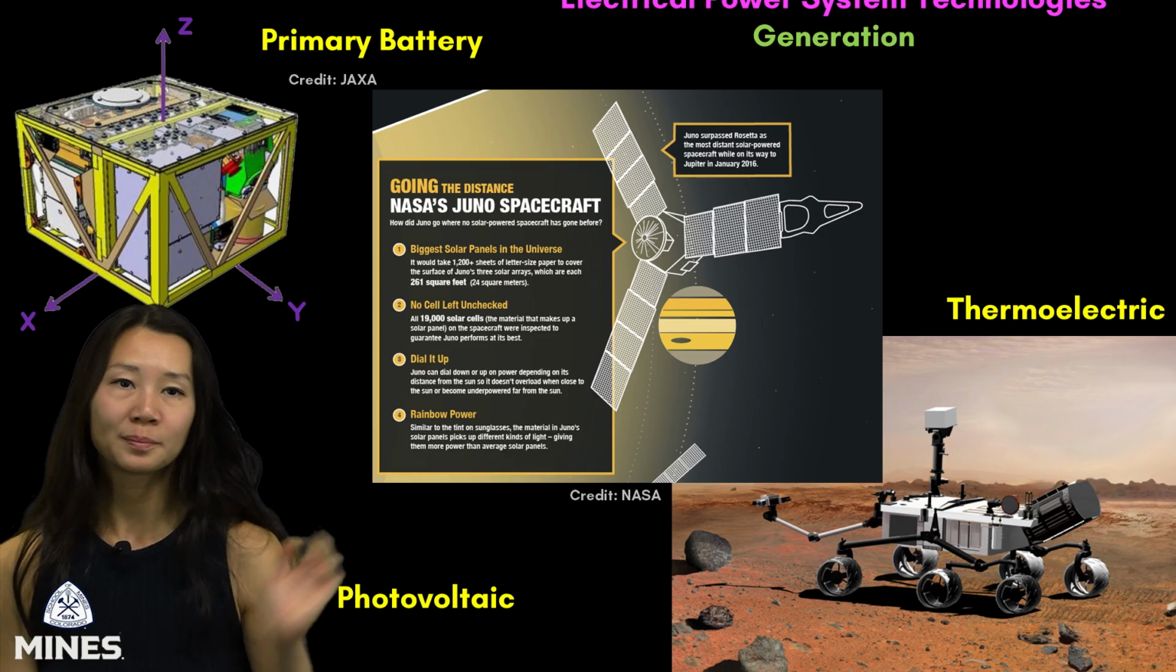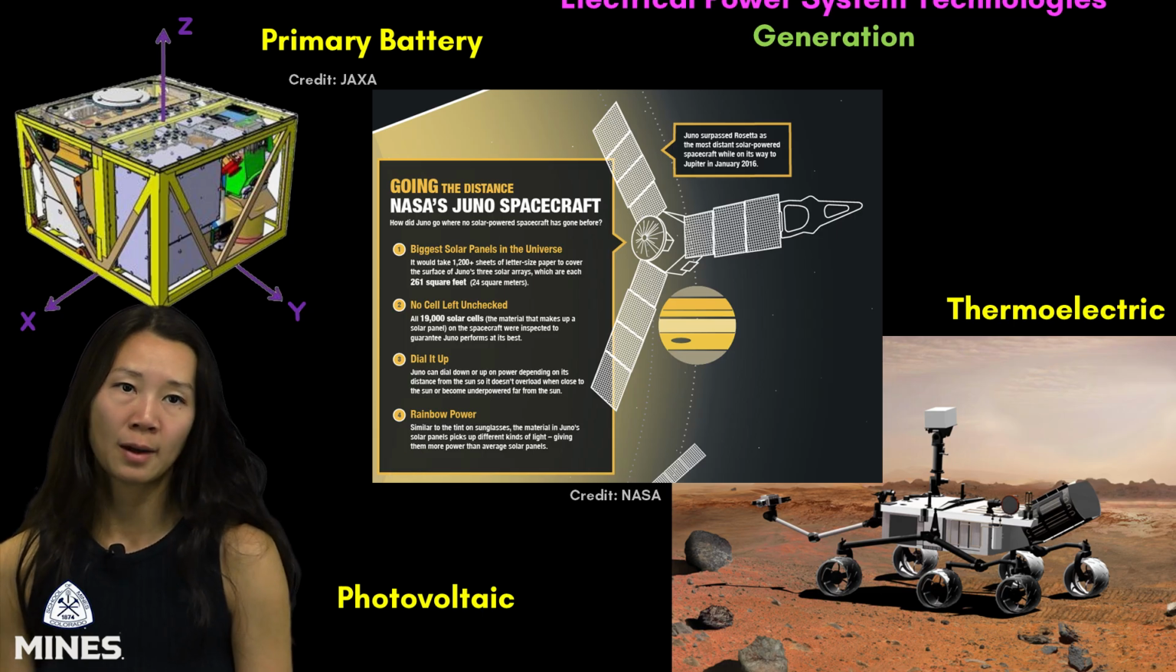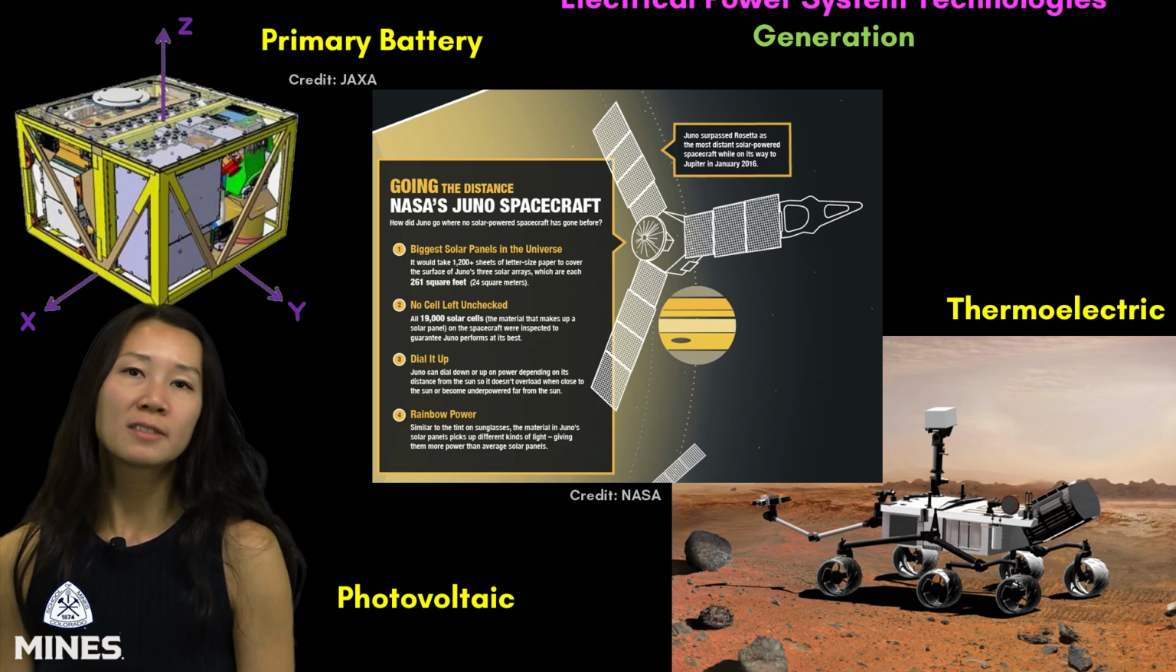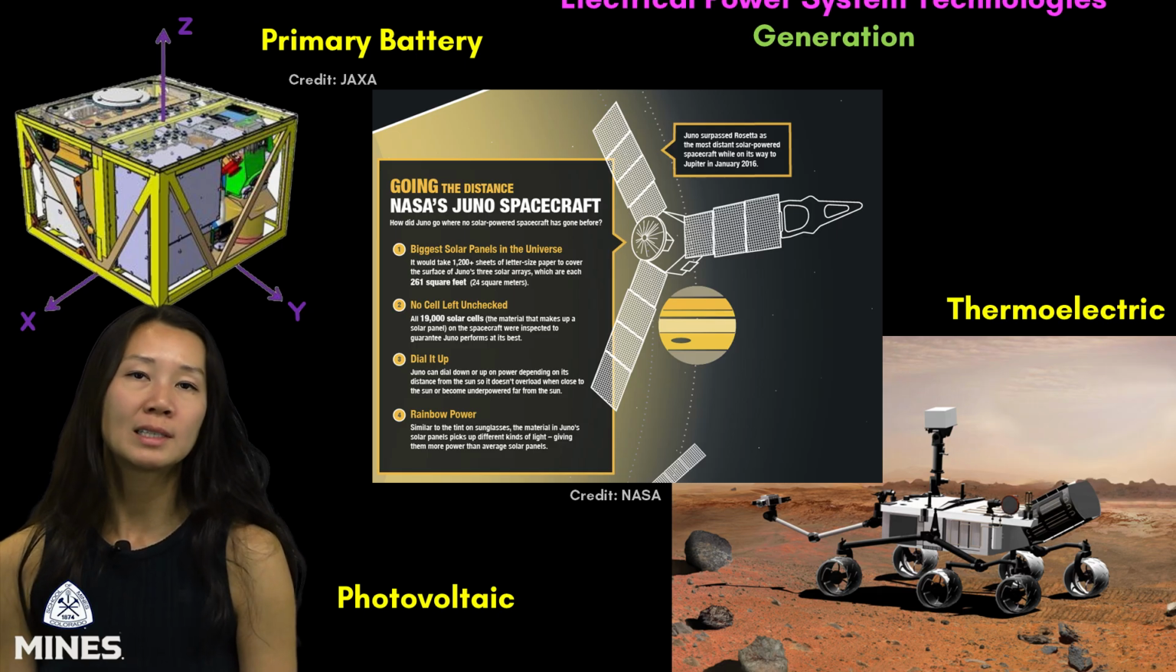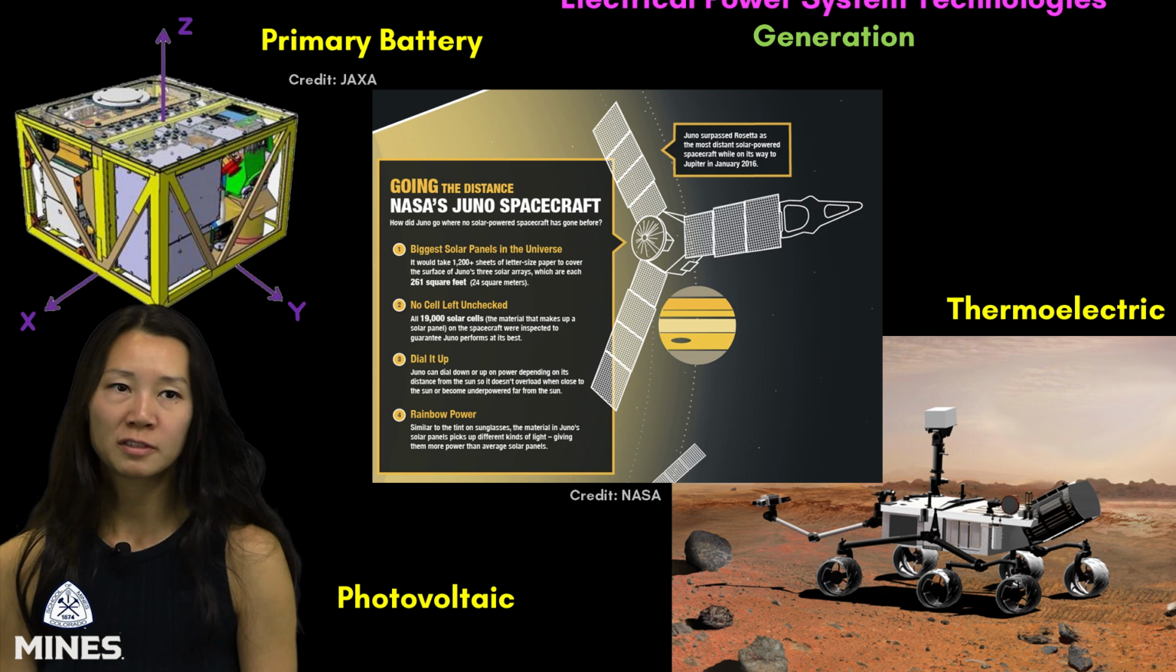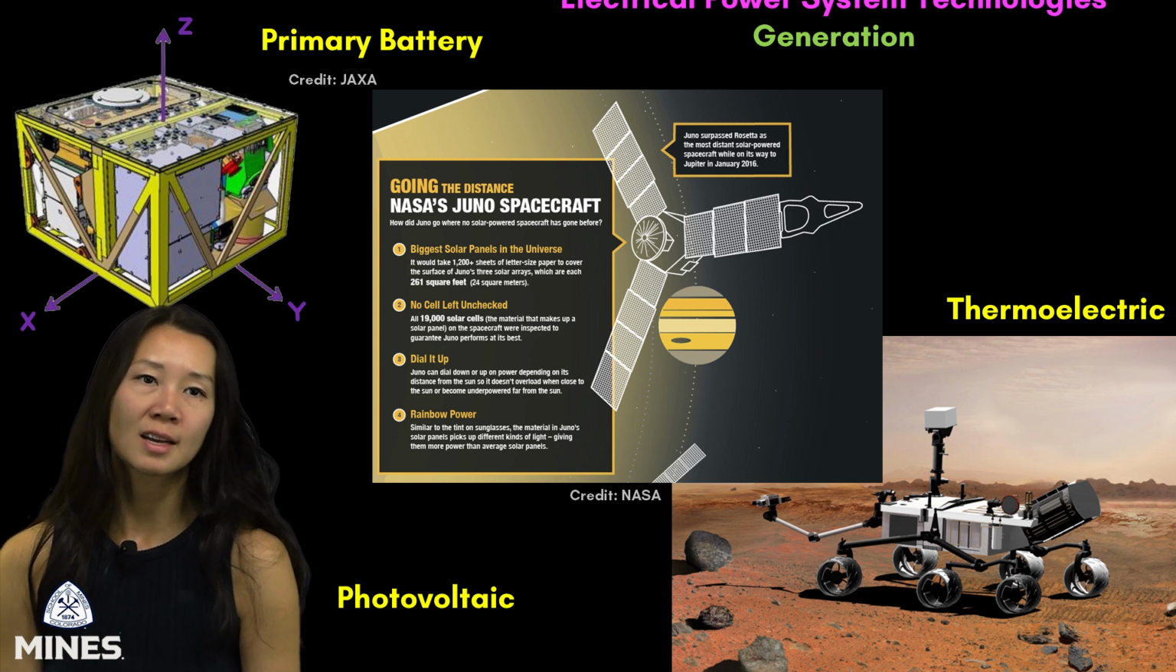In the center, Juno showcases the power of photovoltaic arrays, or solar cells. Its fixed solar panels work even at great distances from the sun, though they had to be especially large and efficient due to the weak solar irradiance at Jupiter.